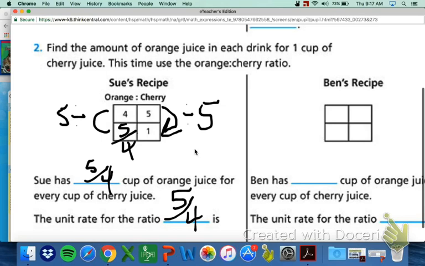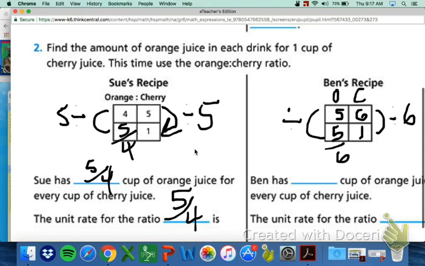Ben has 5/6 of orange to cherry. Right, we divide by 6. We get 1. We divide by 5. We get 5. We get 5/6. Ben has 5/6 cups of orange juice for every cup of cherry juice. So his unit ratio is 5 to 6.